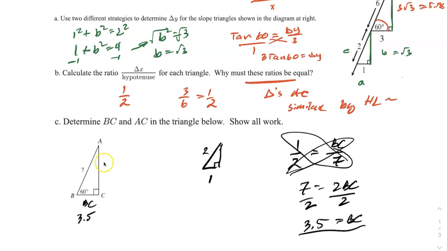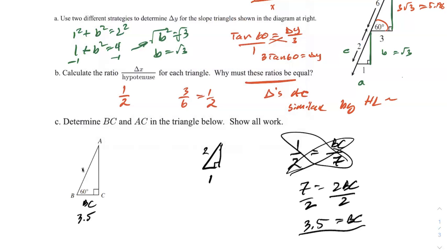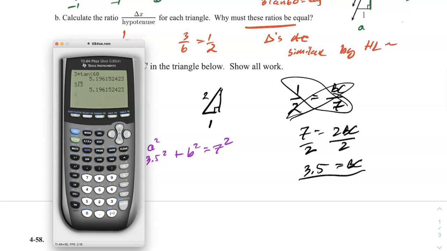And now they want me to find the length here. There's a couple ways to do it. I could do a squared plus b squared equals c squared if I want to, or I can do a tan ratio. So either way is fine. Let's do a squared plus b squared equals c squared. So a squared, which is 3.5 squared, plus b squared equals 7 squared. I'm going to use my calculator either way. I don't know what 3.5 squared is. Right, and 7 squared is 49.